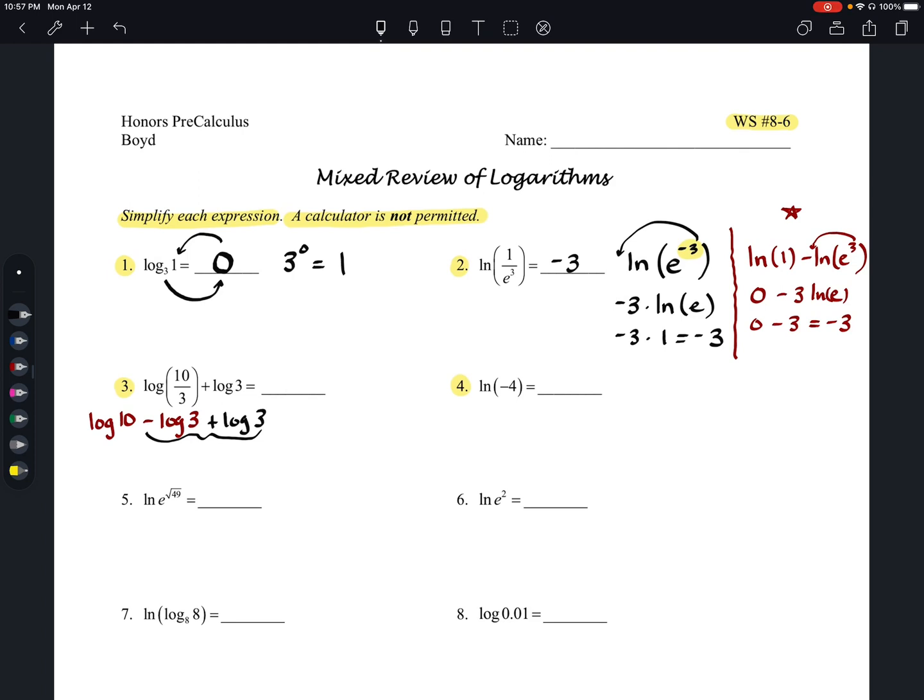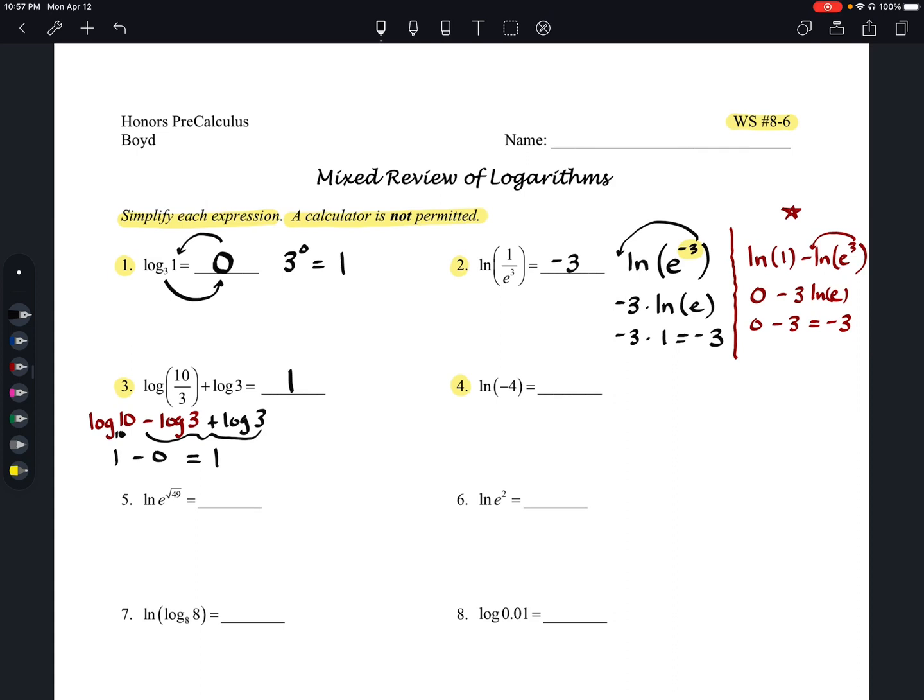And since we're talking about the common log here, we know that our log base is 10. So 10 to what power would equal 10? Well, that would be 1. So we have 1 minus 0, which equals 1. So our answer for number 3 should be 1.